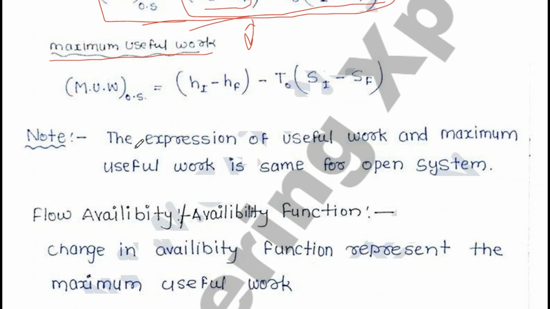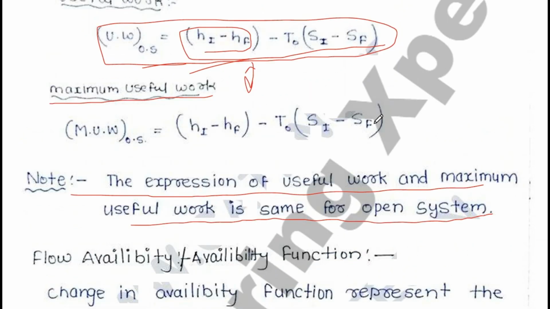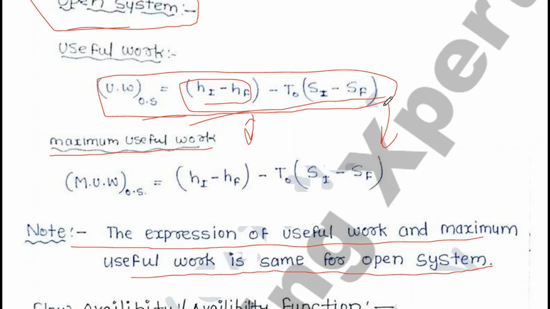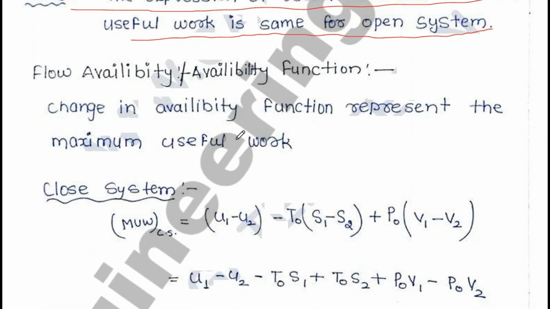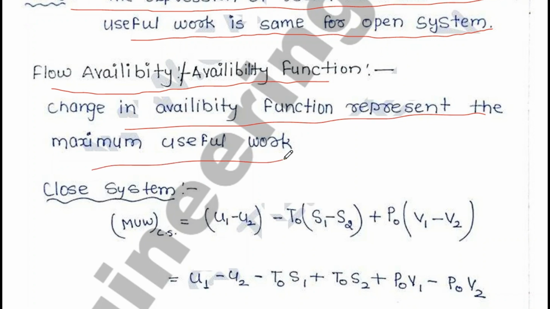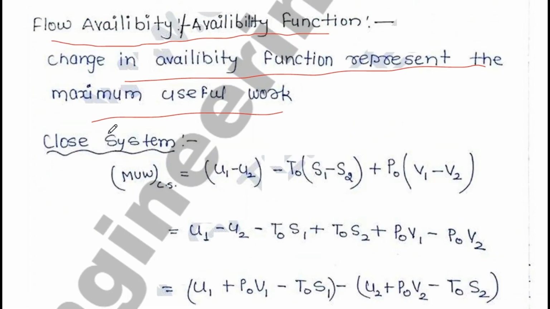Expression of useful work. And maximum useful work is the same for an open system. So you can remember this as an important point. Low availability and/or availability function. So the change in availability function represents the maximum useful work.